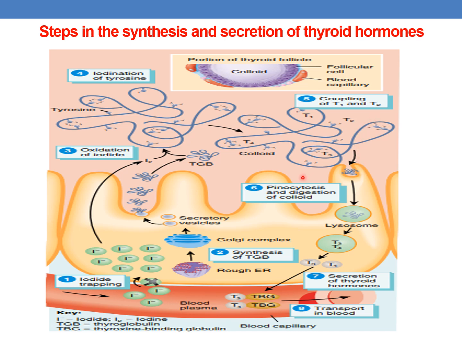And finally, the next step is pinocytosis and digestion of colloid by the lysosomal enzymes. Then the release of T3 and T4. And the next step is secretion of thyroid hormones, that is T3 and T4. The eighth step is transport in the blood. It is done mainly by thyroxine binding globulin, TBG. This is the overall steps in the synthesis and secretion of thyroid hormones.